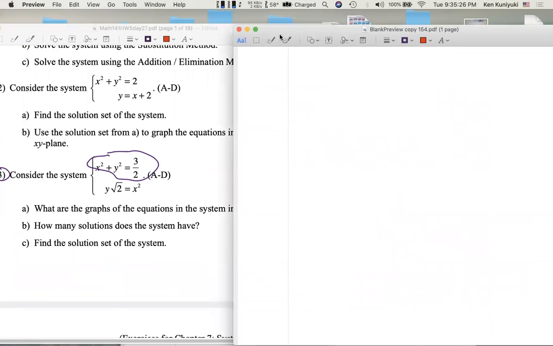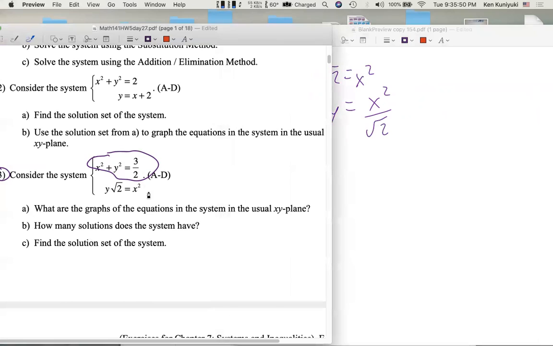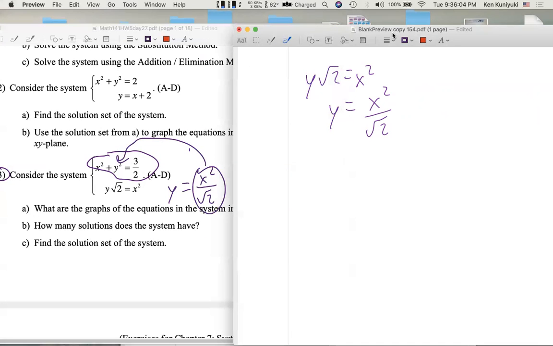I can just say here that we have y root 2 equals x squared. Divide both sides by root 2. Y equals x squared over root 2. And since this isn't a final answer, we don't have to rationalize the denominator. So I have this, and then I can plug this in. We can take this and plug it into y in the first equation. I'll do that in blue.